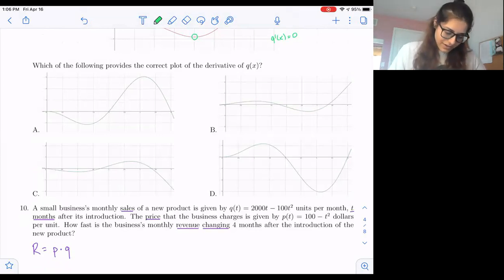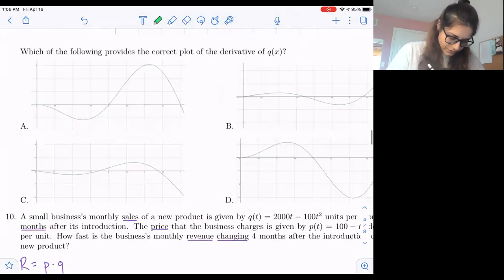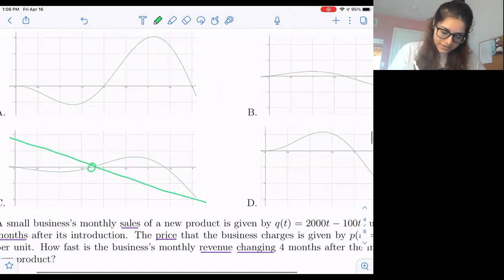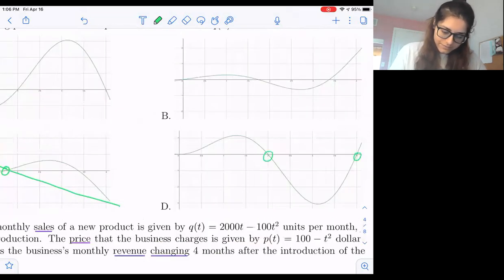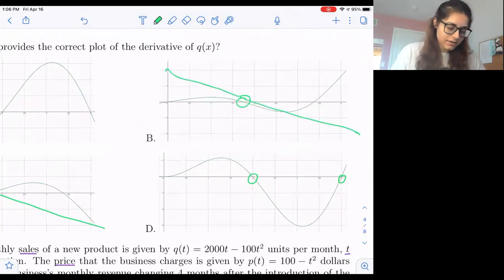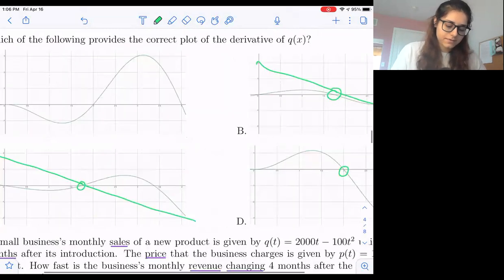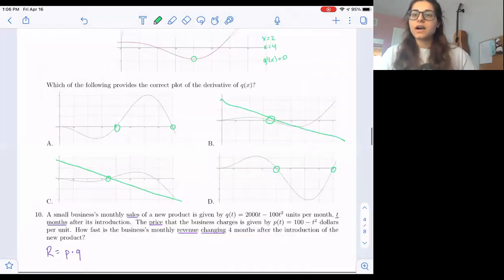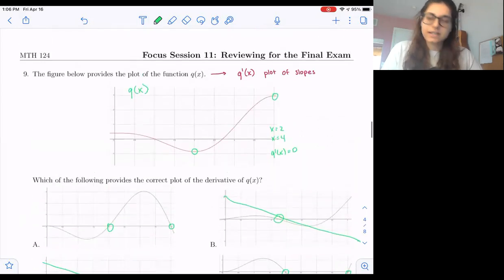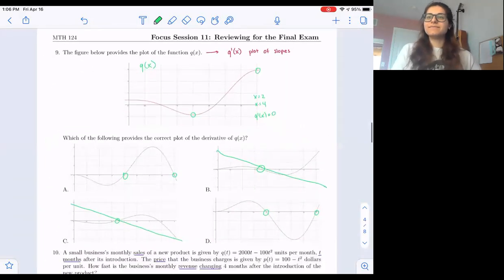So x equals 2, x equals 4. Looks like here it crosses at 1.75, so I'm going to rule this one out. Here it crosses at 2 and 4, so that one's good. This one is 1.75, cross it out. This one's 2, 4, that one's good. All right, so now we have a 50-50 chance. And yes, the first graph is Q of x, the original function, and they tell us that in the question.